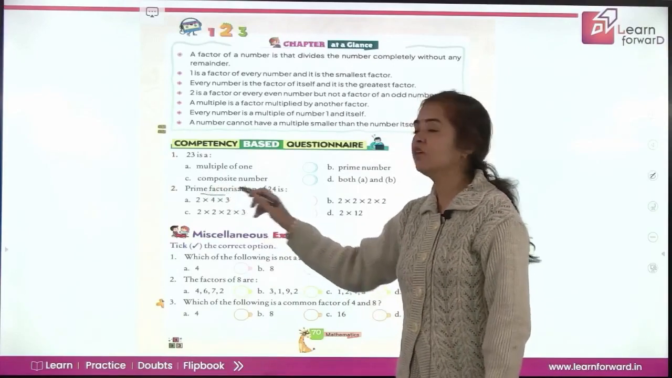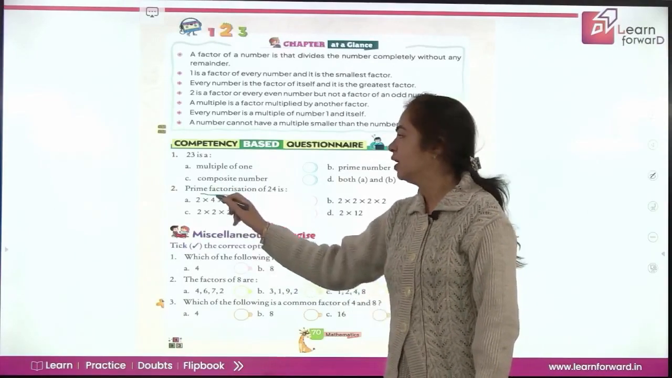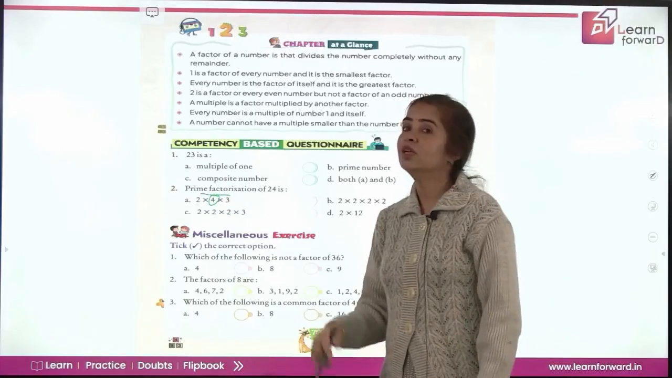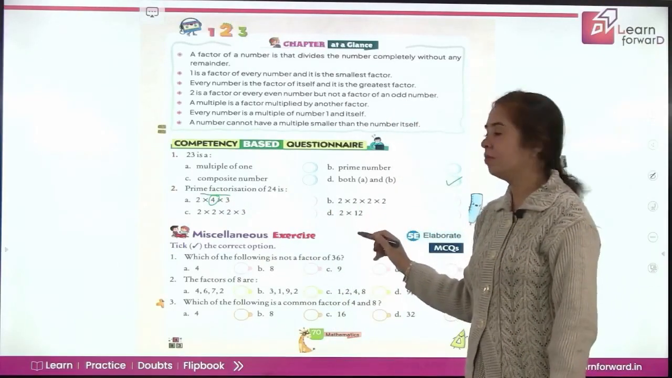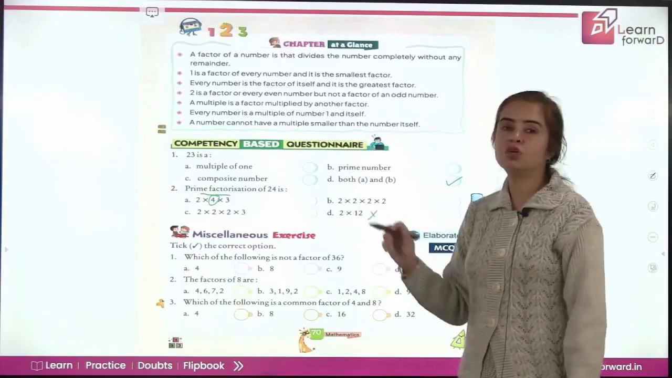They are asking for prime factorization. Is this a prime number? So this is definitely not your answer. Is this a prime number? So even this is not your answer.